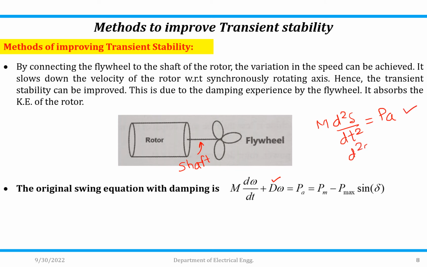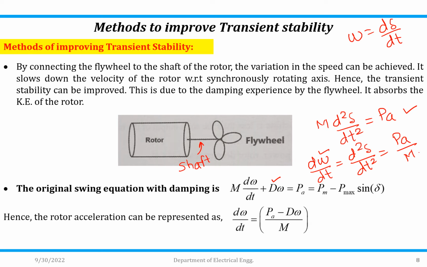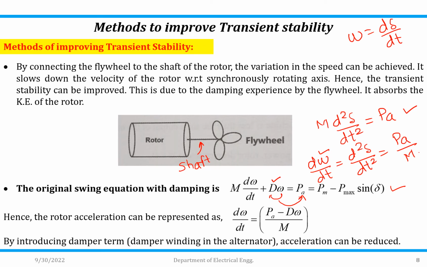So from this I can write d square delta upon dt square will be equal to Pa upon M. Now can I write this d square delta upon dt square as d omega by dt? Yes, because omega is the speed, d omega by dt is the acceleration, d square delta by dt square is the acceleration, and we know that omega equals d delta by dt. So if you substitute omega equal to d delta by dt, you will get d square delta upon dt square. Now the rotor acceleration can be represented from this equation. We can write d omega upon dt will be equal to Pa, this total term I will shift here, so it will be minus D omega upon M. So by introducing the damping term D, or we can say damper winding in the alternator, the acceleration can be reduced, and once the acceleration reduces, the system will be near to stability.